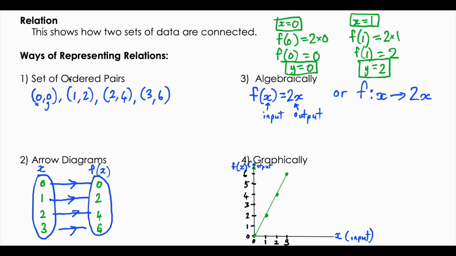So as we can see, we have the set of ordered pairs, very important, set of ordered pairs, arrow diagrams, algebraically and graphically. These are the 4 ways of representing relations. All right, so take this down, and then after we look at the next phase.